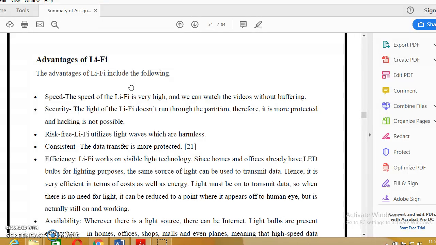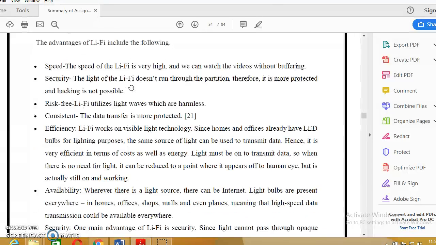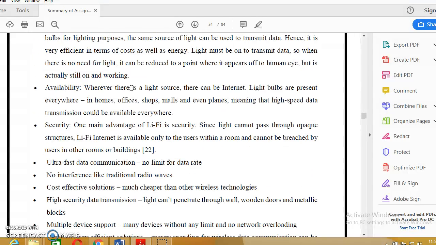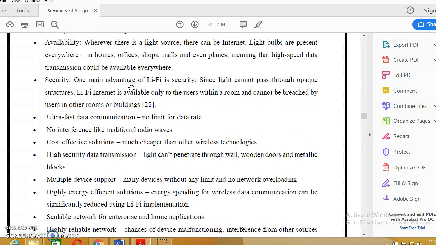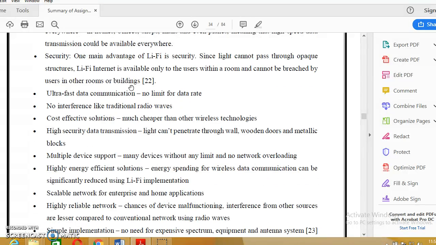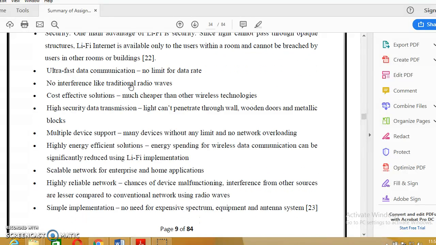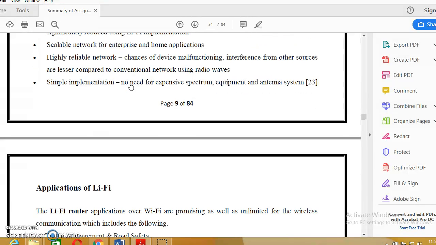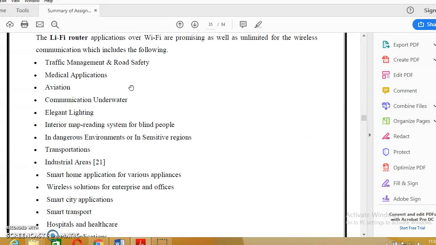The speed of Li-Fi is very high and we can watch videos without buffering. Risk-free: Li-Fi utilizes the light wave channel. Availability everywhere. It is secure. Main advantages: ultra-fast data communication, no interference like traditional radio waves, multiple device support, a scalable network for enterprise and home applications, highly reliable, simple implementation. Applications of Li-Fi.